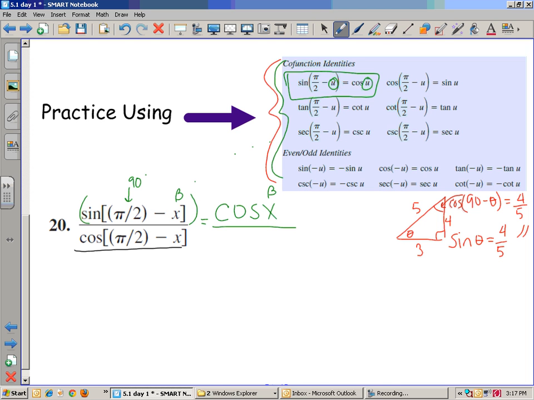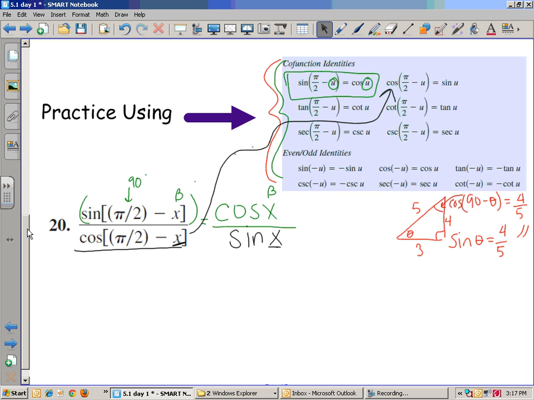Okay, so then I come over here and I see, oh, this is the cosine of pi over 2 minus x. Look over here. Ooh, right there. Cosine of pi over 2 minus u in this case. And that's equivalent to the sine of u, but oh no, Miss Collins, the sine of x. Because this is an x, this has to be an x.